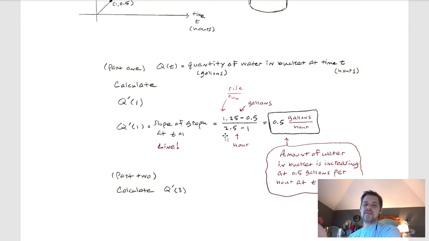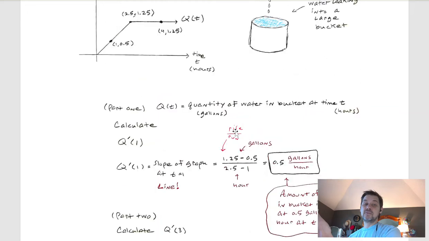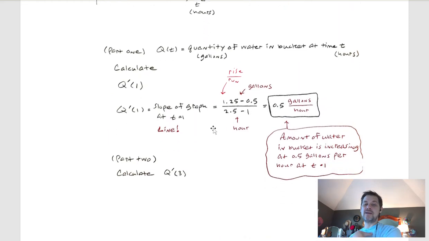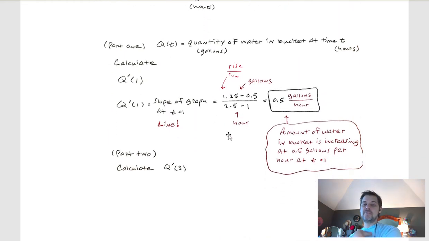And then down here I did 2.5 minus 1 because that's the run, and so that would be the subtraction of the x coordinates, 2.5 and 1. But I don't have an x coordinate, I have a time or t coordinate, and it's measured in hours. So the units on the bottom are hours. So that number 0.5 has units of gallons per hour.